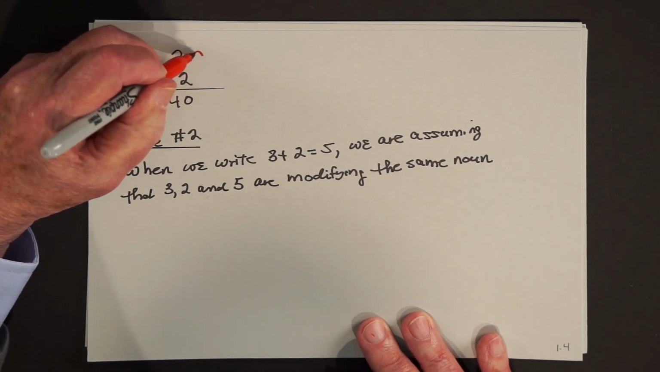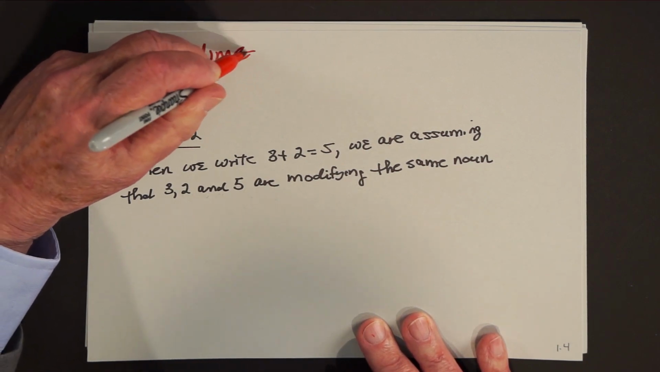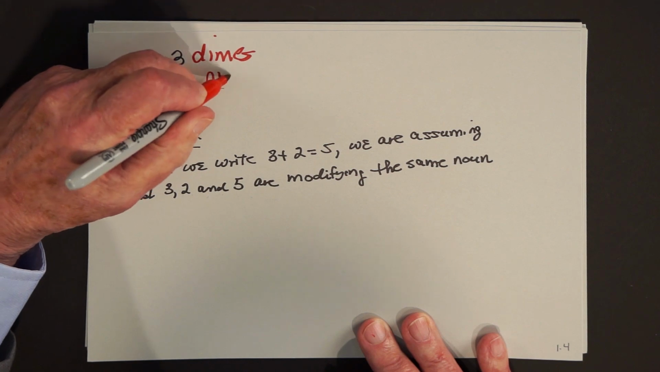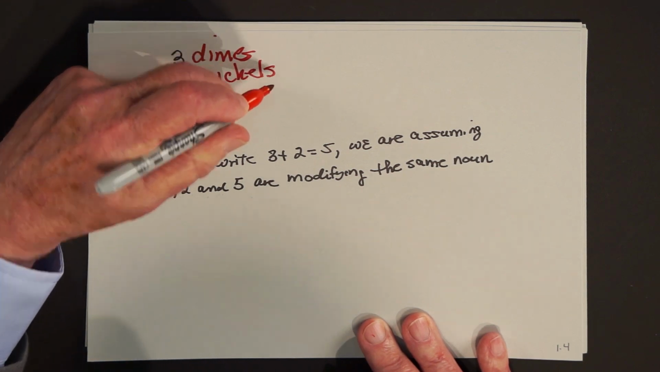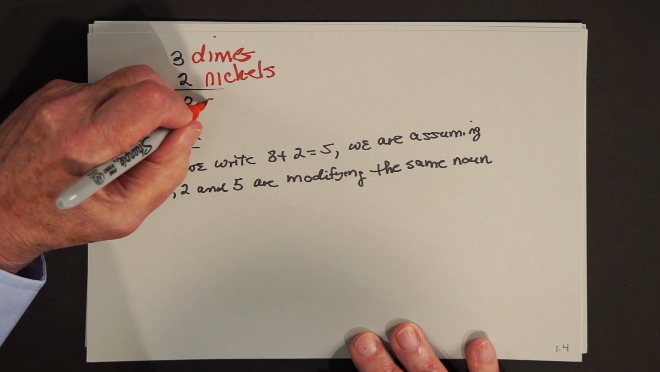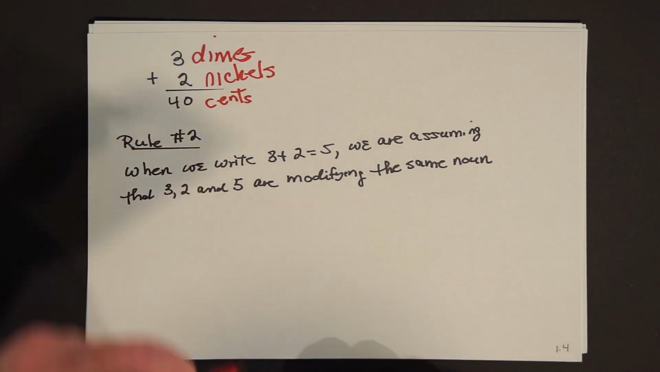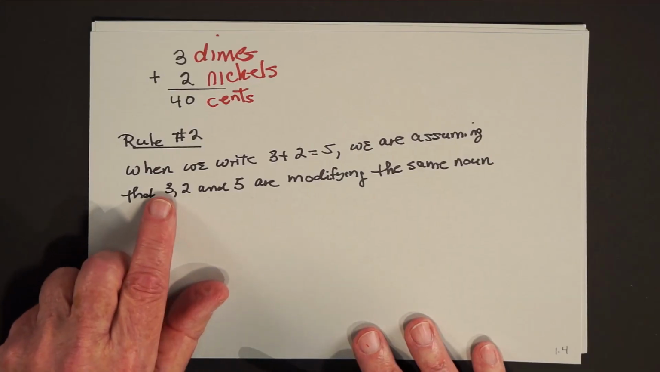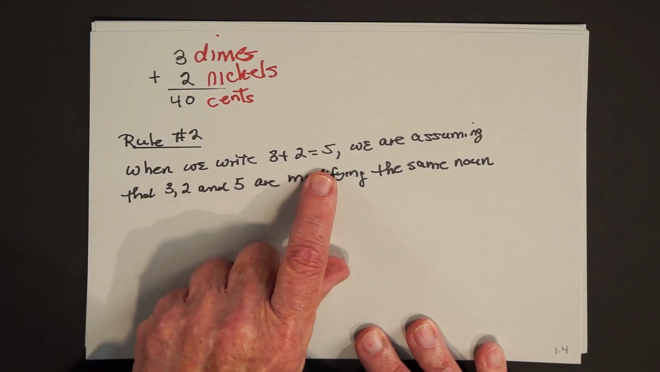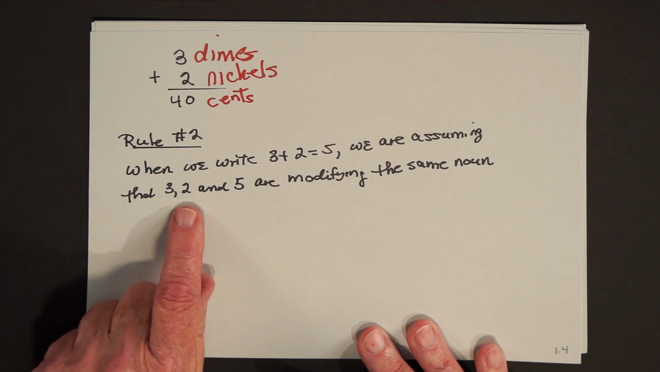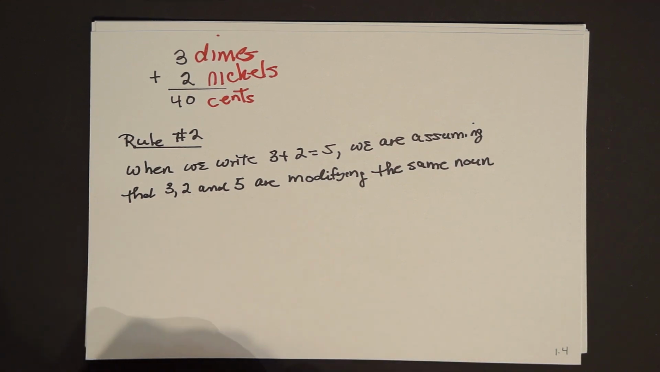On the other hand, look what happens as quantities. 3 dimes plus 2 nickels equals 40 cents. Okay? In other words, 3 plus 2 equals 5 is assuming that 3, 2, and 5 are adjectives modifying the same noun. In the arithmetic of quantities, when we write 3 plus 2 equals 5, we are assuming that 3, 2, and 5 are modifying the same noun.